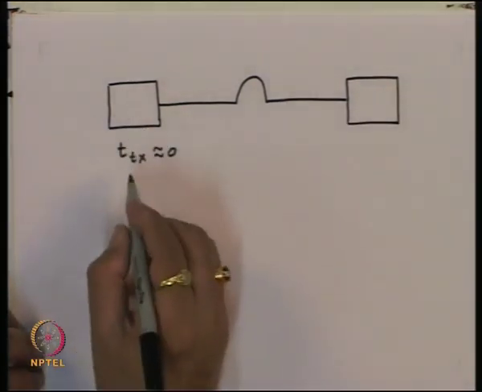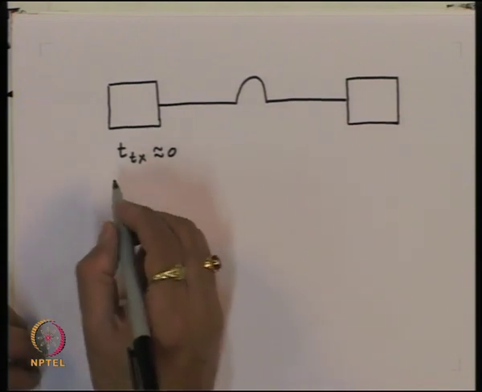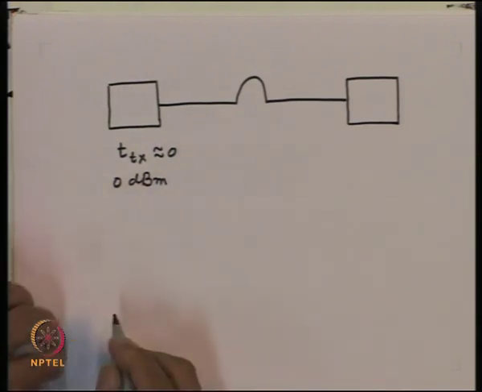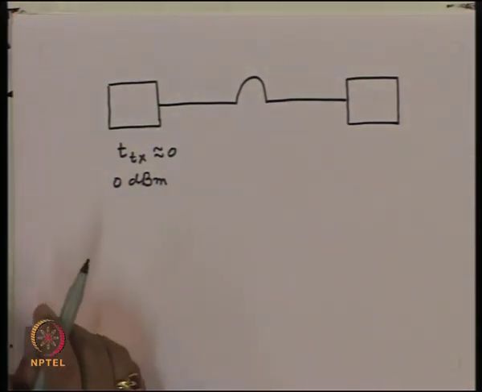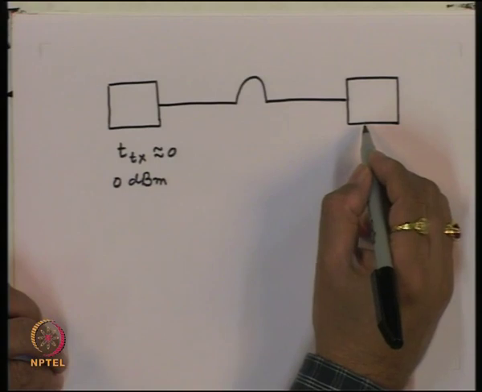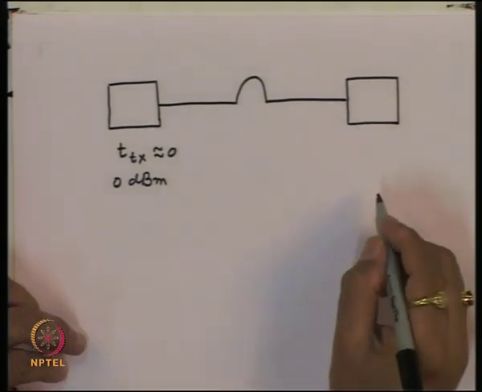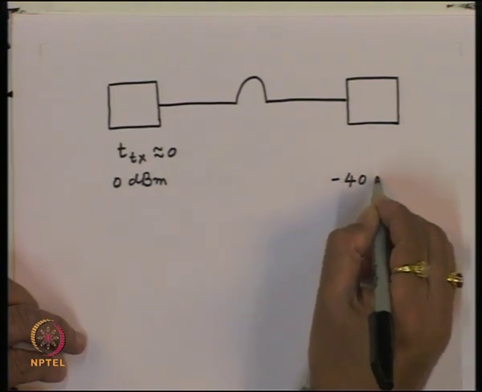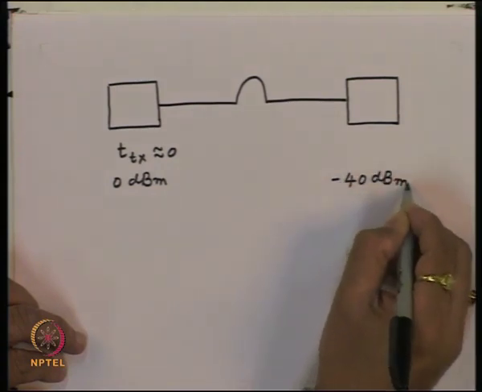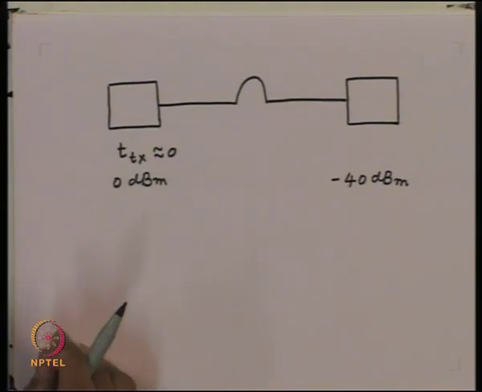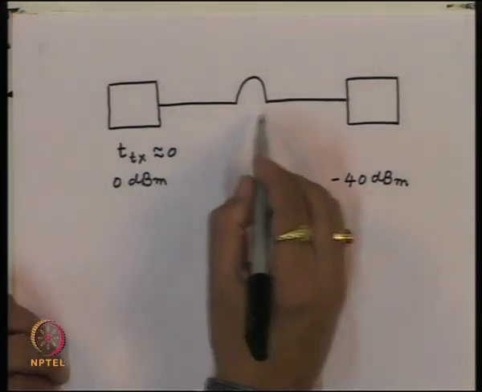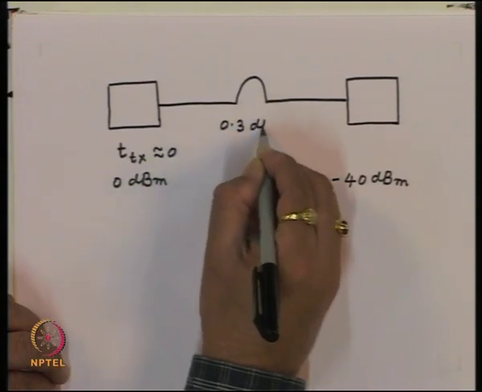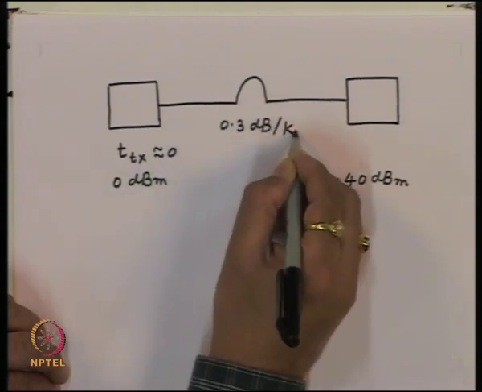Let us say the transmitter is transmitting a power of 0 dBm, that is 1 milliwatt. And the minimum detectable power which I require here is, let us say, minus 40 dBm. And a typical fiber has a loss of about 0.3 dB per kilometer.